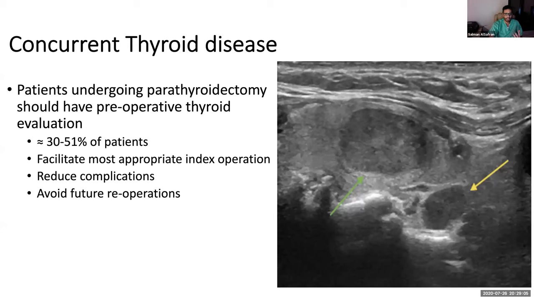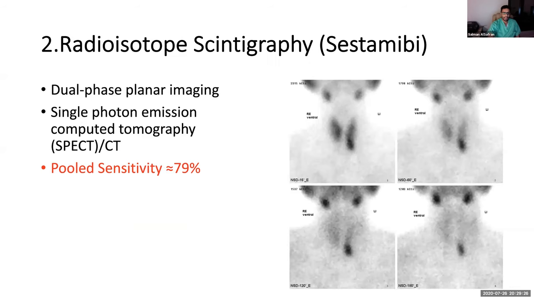Basically, it will facilitate the most appropriate endocrine operation, reduce complications, and avoid future reoperation. So neck ultrasound, remember, always neck ultrasound. Always neck ultrasound when you evaluate a patient for primary hyperparathyroidism. The other thing is the sestamibi or the radioisotope scintigraphy.